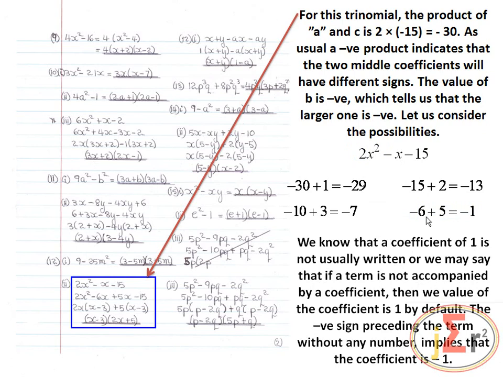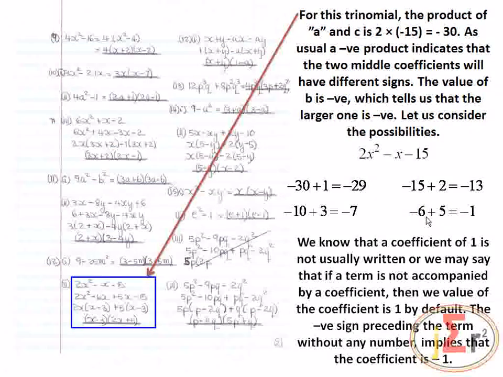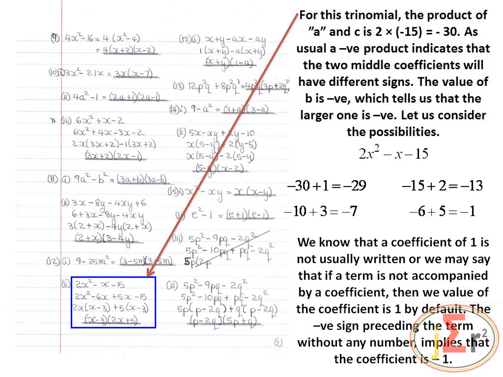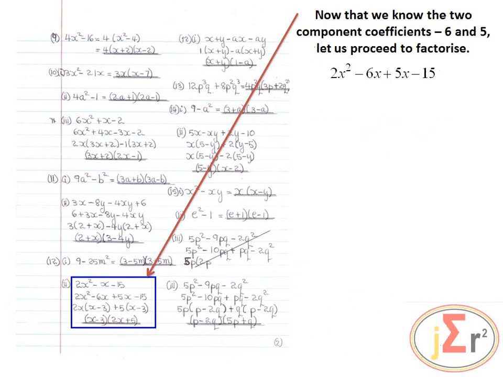This negative 6 and positive 5 will be the two component coefficients of the single middle term that we have right there when we resolve it. So now that we know the two component coefficients are negative 6 and a positive 5, we will proceed to factorize. And we will factorize by taking a common factor. So take the common factor of 2x.